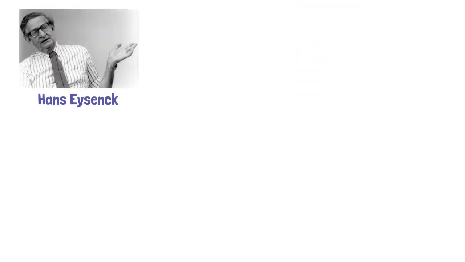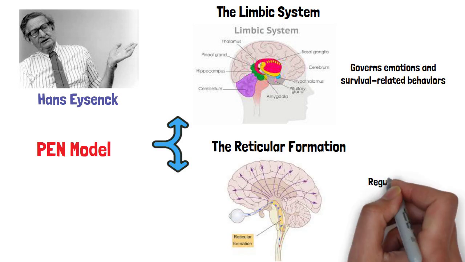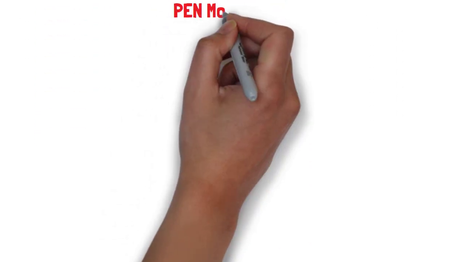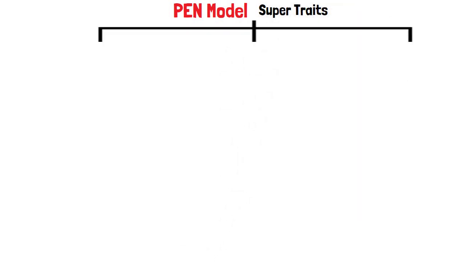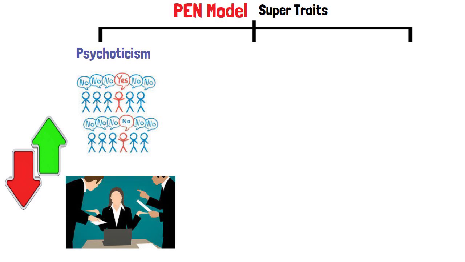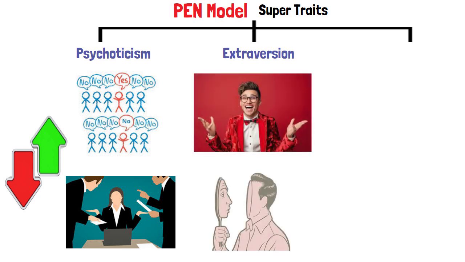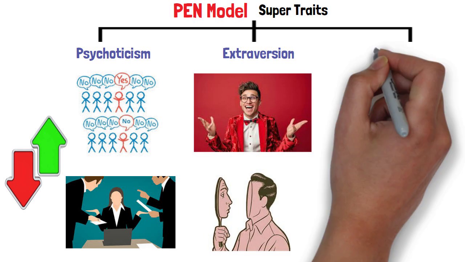Hans Eysenck's PEN model. Hans Eysenck's model connects personality traits to brain structures such as the limbic system, which governs emotions and survival-related behaviors. The reticular formation regulates arousal and consciousness. Eysenck proposed three super traits in his PEN model: psychoticism, on higher side, creative, nonconformist, and less concerned with social norms; and on lower side, empathetic, rule-abiding, and conflict-averse; extroversion, on higher side, sociable, lively, and attention-seeking; and on lower side, reserved, quiet, and introspective, preferring smaller groups or solitude.